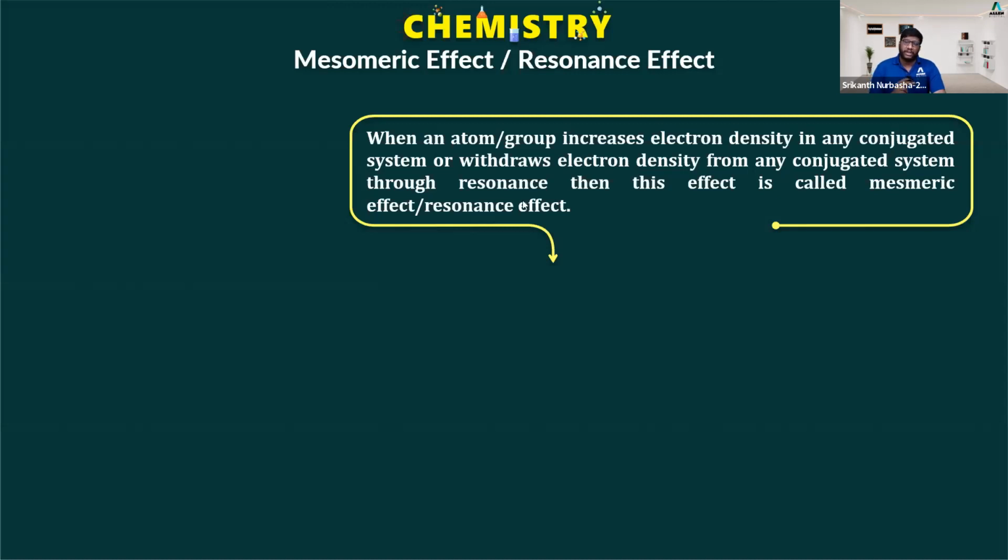But mesomeric effect means the increasing or the withdrawal of electron density is happening through resonance, not through electronegativity difference. If a group is there which is actually increasing the electron density, obviously at ortho and para positions only electron density can be increased or decreased. Mesomeric effect is applicable at ortho and para. So when a group or atom increases the electron density, it is said to be an electron donating group. If a group is withdrawing the electron density, like decreasing the electron density, it is an electron withdrawing group.